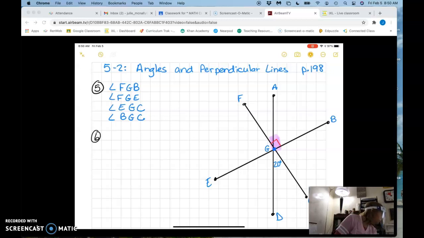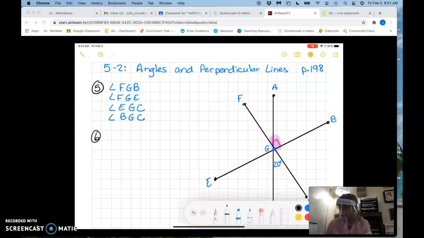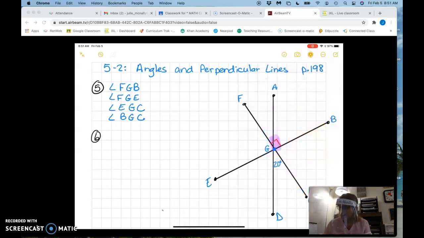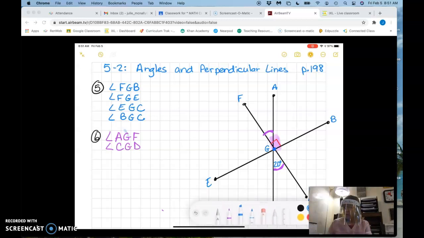And number 6 says, name a pair of vertical angles. So remember, vertical angles are opposite of each other. So this angle is opposite of this angle. So I'm going to name those two for my vertical angles. That would be angle AGF and angle CGD. Notice they share the G in the middle because I'm using the same vertex for vertical angles.